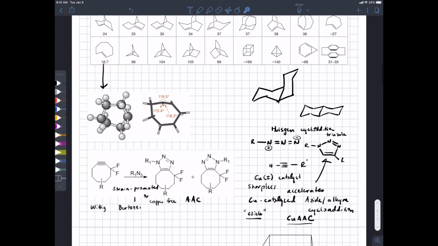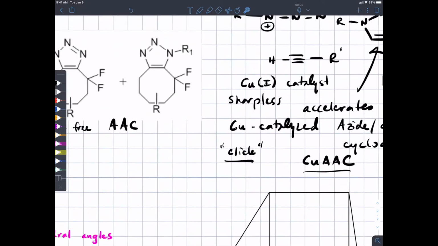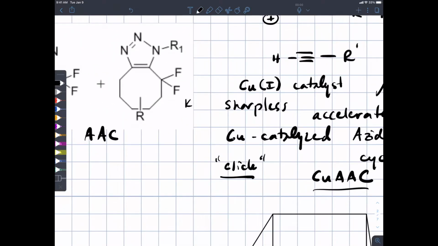Okay, is it Shapeless or Sharpless? Sharpless, yeah. That's Professor K. Barry Sharpless at the Scripps Research Institute.